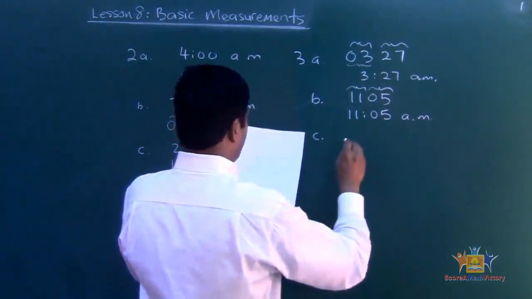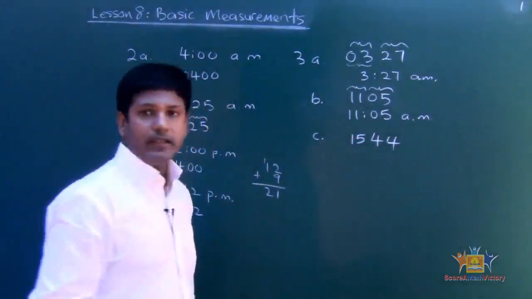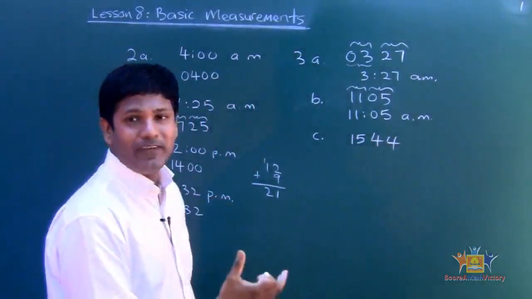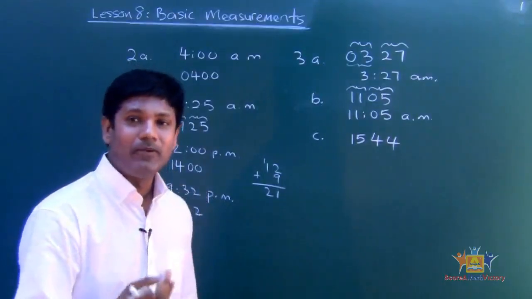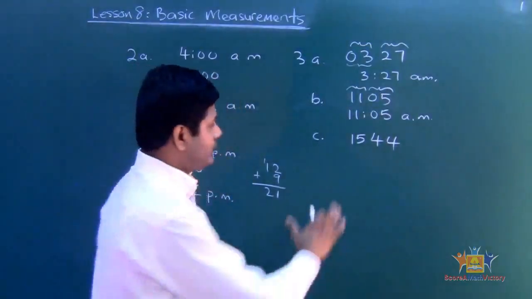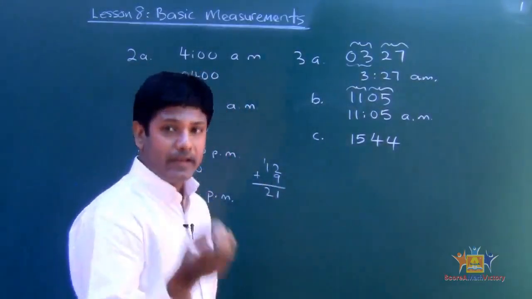Okay, let's look at C. C, you're given 15:44. Look at that. It's over 12 this time. So what are you going to do? We're going to take 15 minus 12, which will give me what? Exactly. First I know this is going to be PM, because it's already past the 12. Now I want to find the number, the hour.